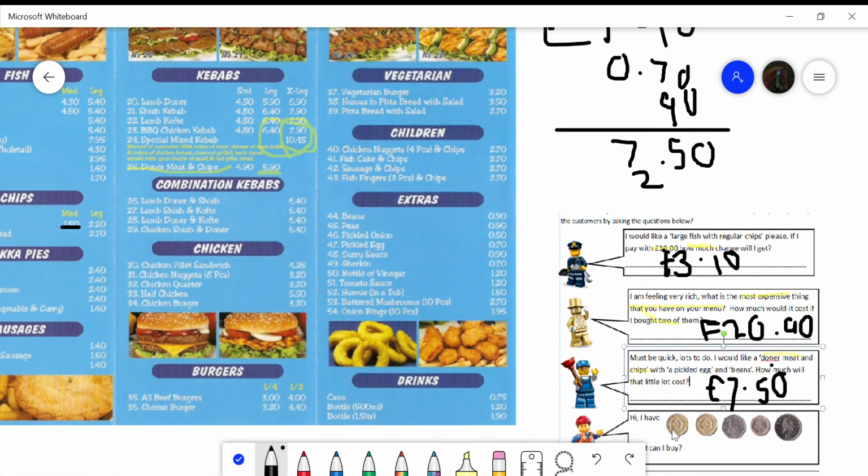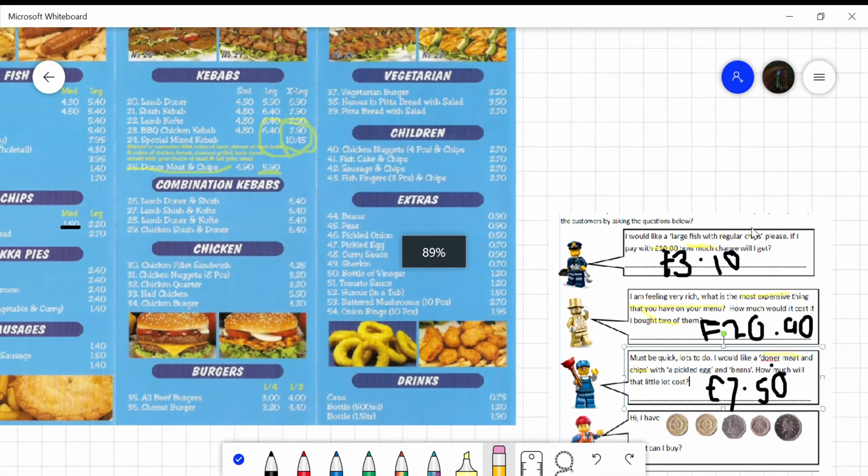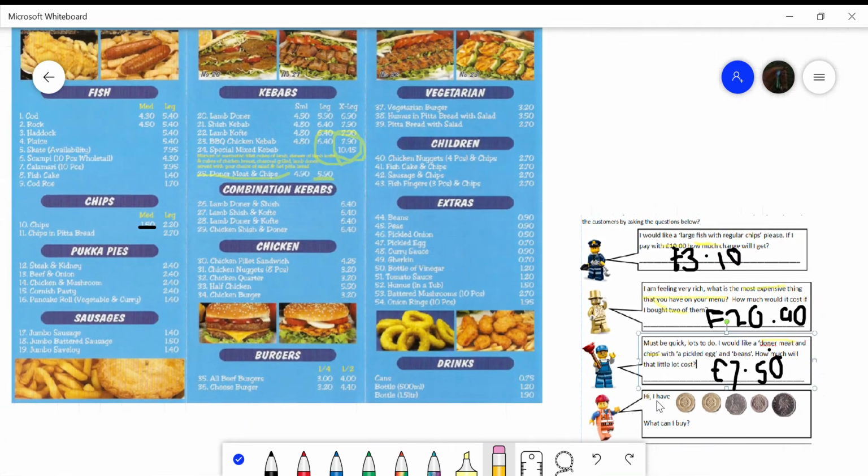Right, okay, so what have we got here? Hi, I have these coins. What can I buy? So the first thing I have to do is I have to add up my coins. Let me just have a bit of working out space here. Okay. Ooh, zoom back out again. Okay, you have 1, 2, 50, 60, 70, 80. So £2.80, and I'm going to make a little note of that here. So I've got £2.80 to spend.